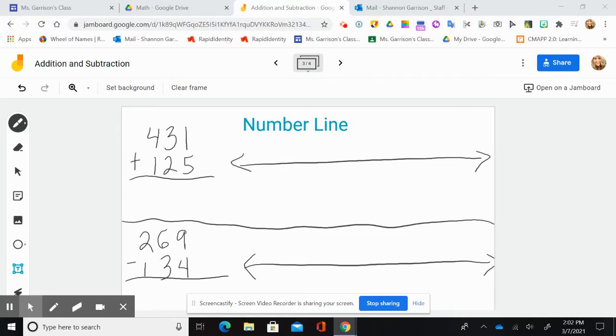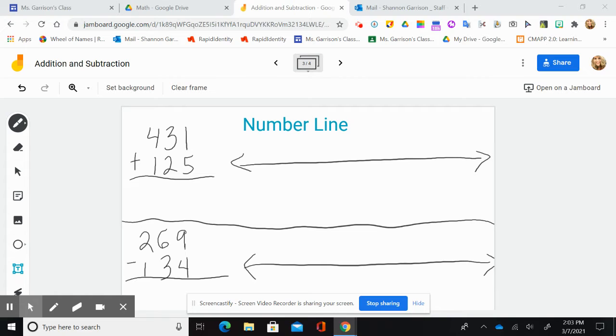Hi everybody again. This is a second video to explain some of the strategies that we've been learning about this year in second grade. And I'm going to show you the number line next, and then we'll have one other strategy at the end. So for the number line, we're going to start with the 3-digit addition problem.